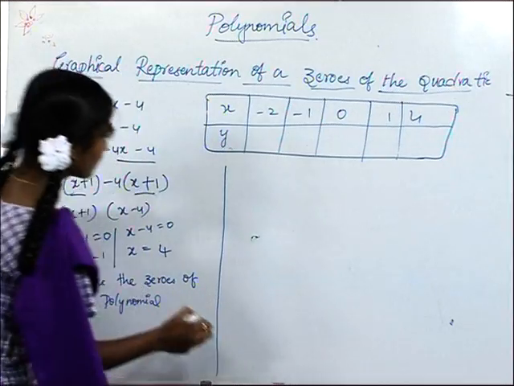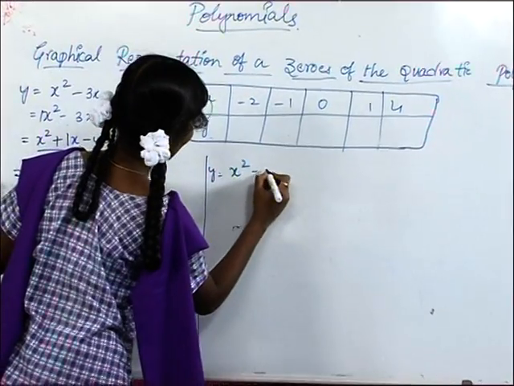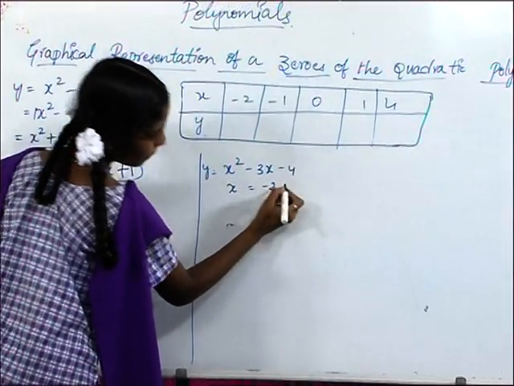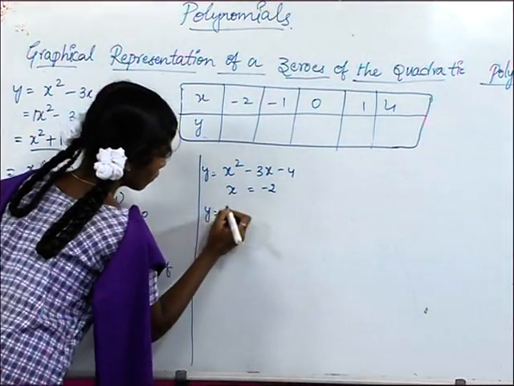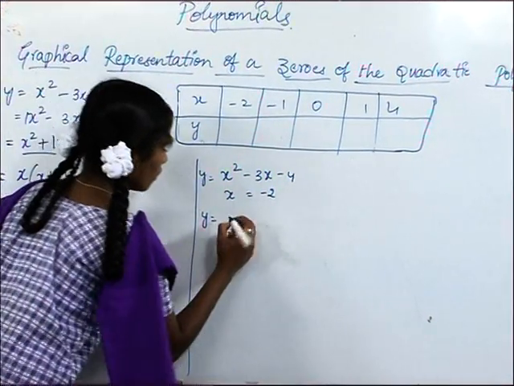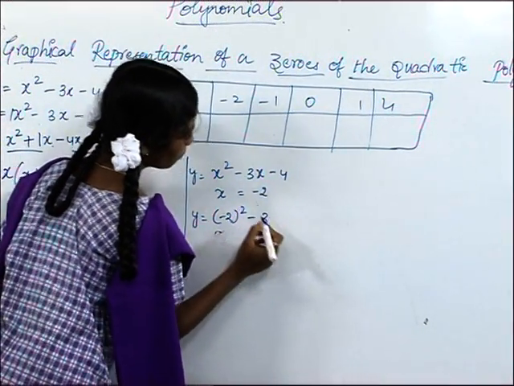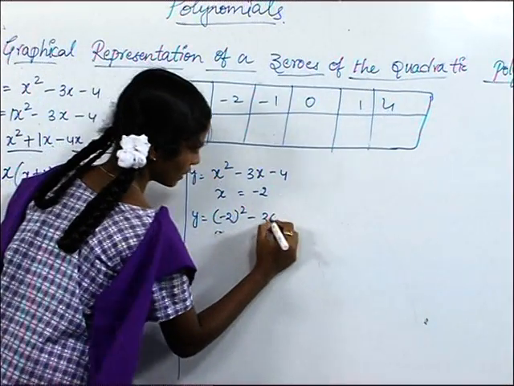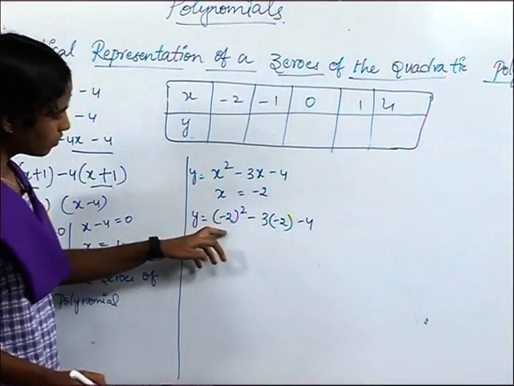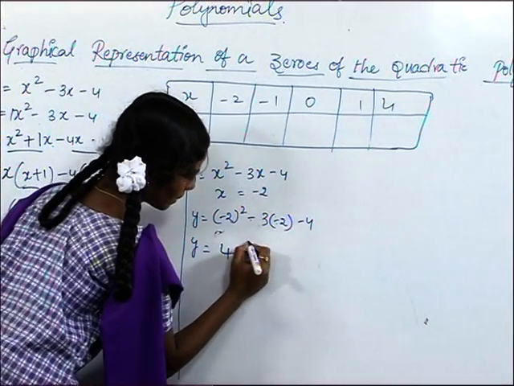So friends, see here the equation is y equals x square minus 3x minus 4. So here x equals minus 2. So y equals, in x place, I am going to take minus 2. So minus 2 whole square minus 3, in x place I am going to take minus 2, and minus 4. Friends, here 2 whole square means nothing but 4. Here minus will become a plus.